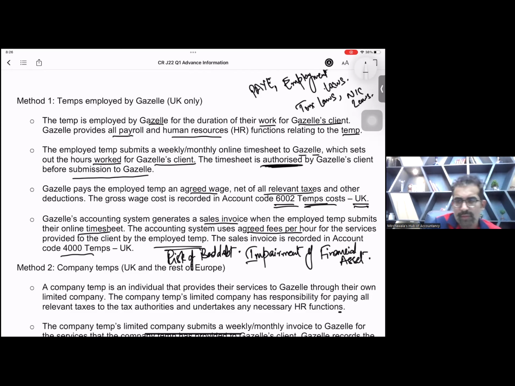Okay. Just think, if I get wrong or unauthorized timesheets, and on the basis of those timesheets I have paid my employees, and now I am sending the invoice to my client, and the client is saying, no, this is a wrong invoice. So definitely the client won't pay. So I need to write off this amount. So it's all about impairment, the implications for financial assets. So this may be a risk as well.